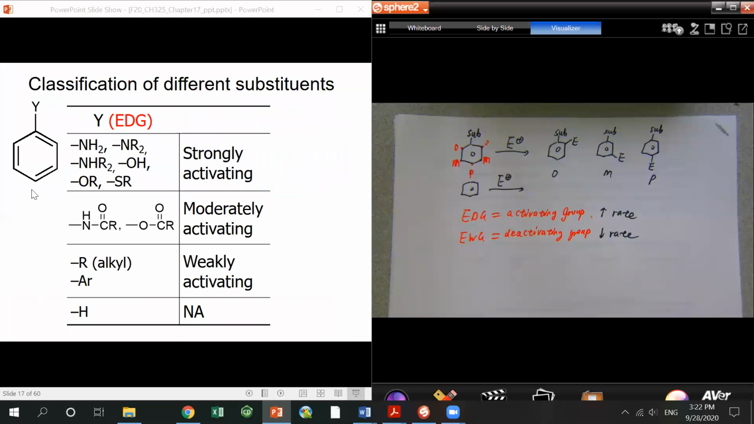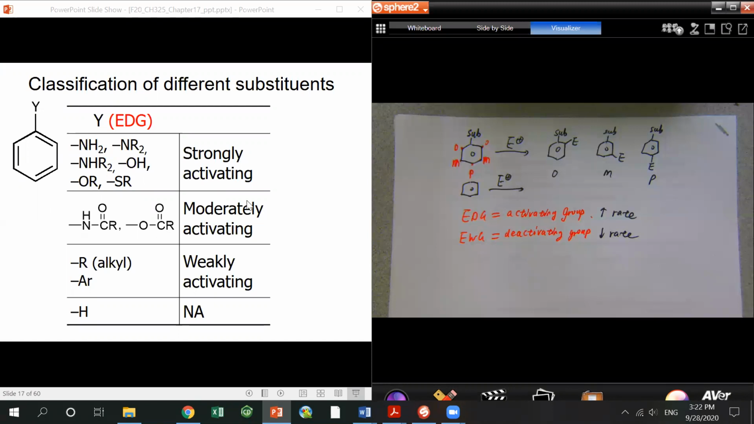And here's the chart. It shows most of the electron donating groups. You can see there are three categories. One is the strongly activating group: amine and also the alcohol, the oxygen group. All of these groups have lone pair electrons on the central atom, so they can donate electrons into the benzene ring.